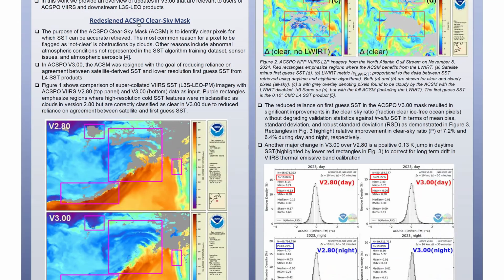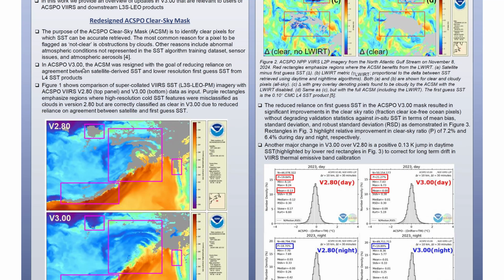The main update was the redesigned ACSPO ClearSky mask. The purpose of the ClearSky mask is to identify clear pixels for which SST can be accurately retrieved. The most common reason for a pixel to be flagged as not clear is obstruction by clouds, so it's often referred to as the cloud mask. Other reasons include abnormal atmospheric conditions not represented in the SST algorithm training dataset, and sensor issues and atmospheric aerosol.